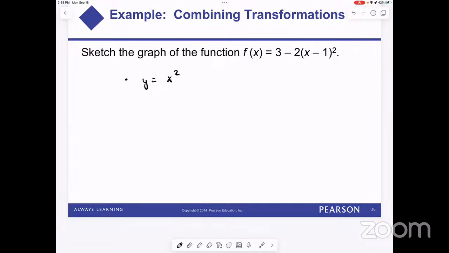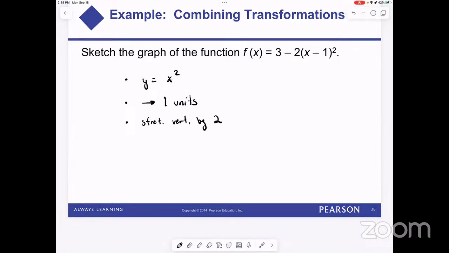And again, when we do multiple transformations in one equation, we work our way from the inside to the out. So the innermost transformation is going to be that -1. That's going to move it to the right by 1 unit. Okay. Working our way out. Now we multiply the outside by 2, which is larger than 1. So outside is going to cause a vertical change. That's going to be a vertical stretch by a factor of 2. So stretch vertically by a factor of 2.